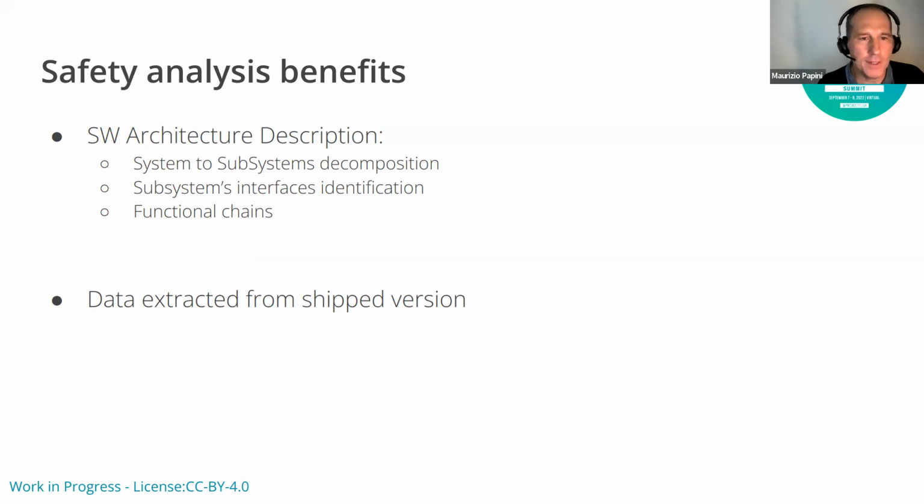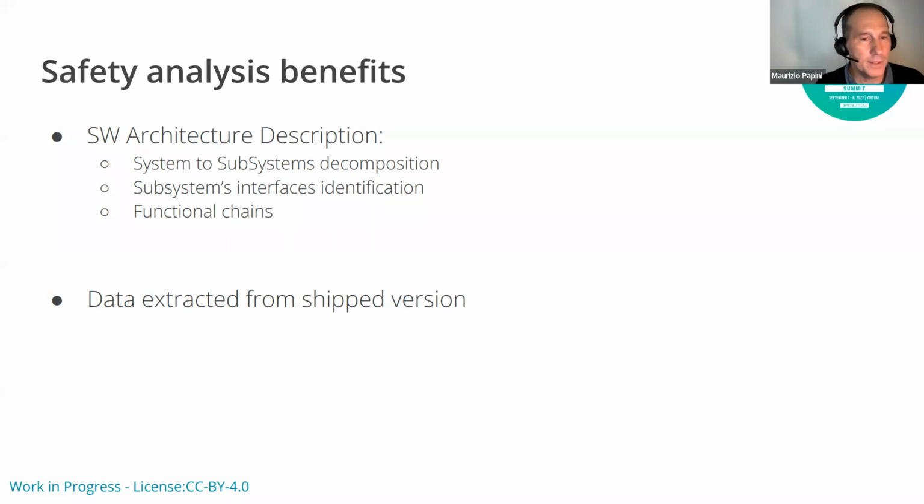Now let's have a look at some benefits for safety analysis regarding the data we are collecting here. Safety analysis, as said, requires a software architecture description to perform various types of analysis: hazard analysis, fault analysis, highlighting system interfaces and system dependencies. Usually a software architecture shall include a static view, so the system and subsystem decomposition and the subsystem interfaces, but also a dynamic view related to functional chains, control flow, and concurrence of processes.